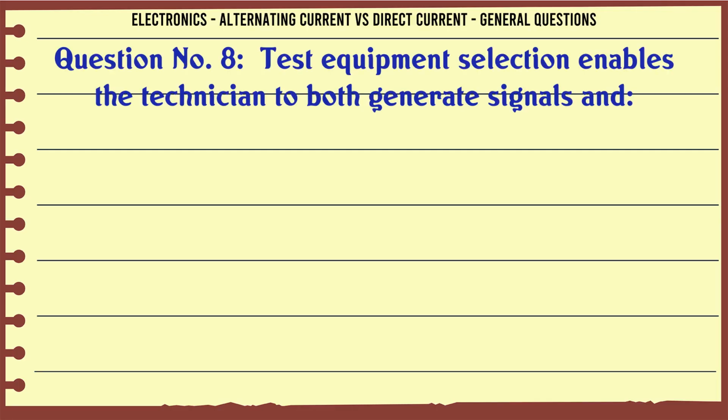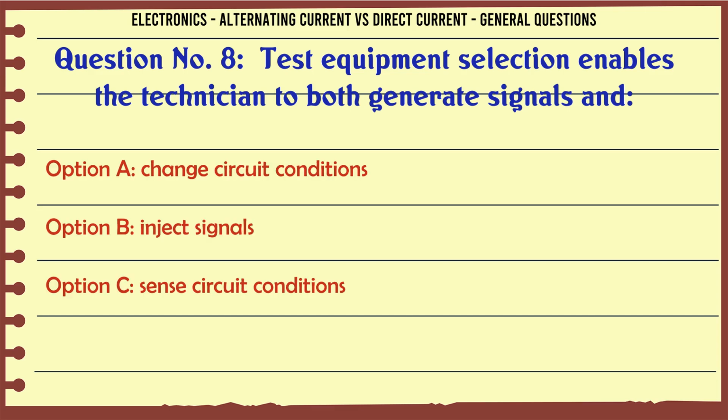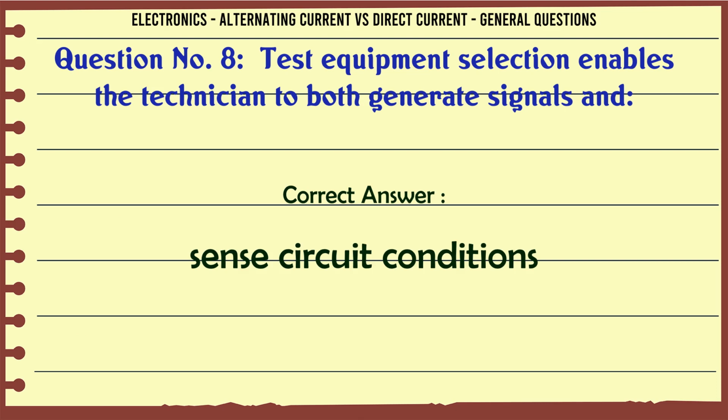Test equipment selection enables the technician to both generate signals and A. change circuit conditions. B. inject signals. C. sense circuit conditions. D. change signal frequencies. The correct answer is sense circuit conditions.